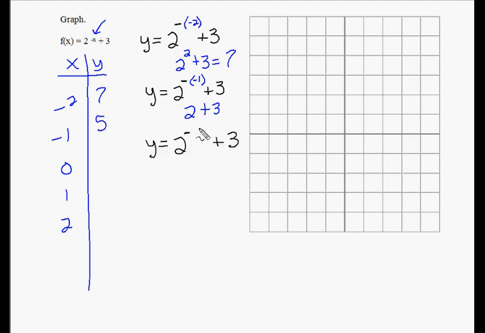So now we'll put in the value 0. And the opposite of 0 is still 0. And 2 to the 0 power is 1. Plus 3 more is 4.